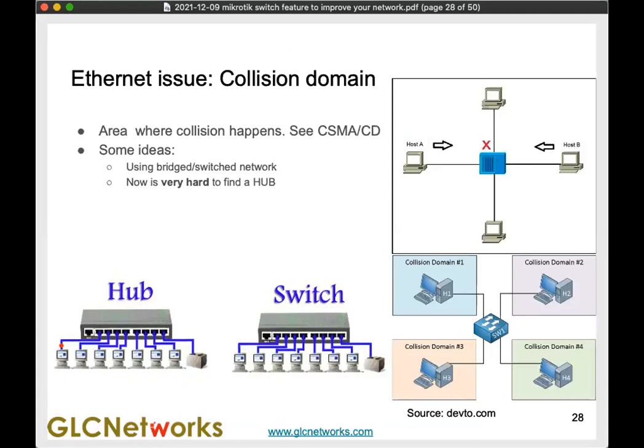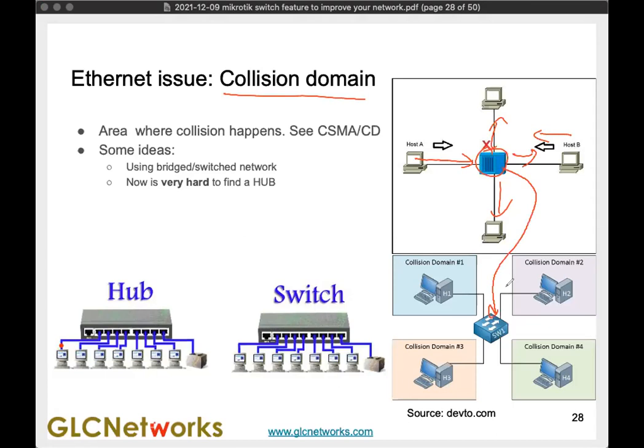So when a frame comes to a hub, it will be broadcast to everybody, and at the same time, if somebody else sends, we will have a collision. If we have a collision, we have to wait for a period of time and then resend the frame.